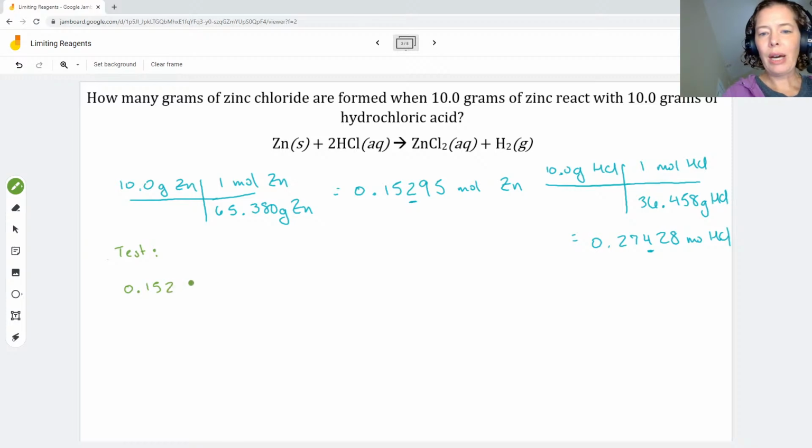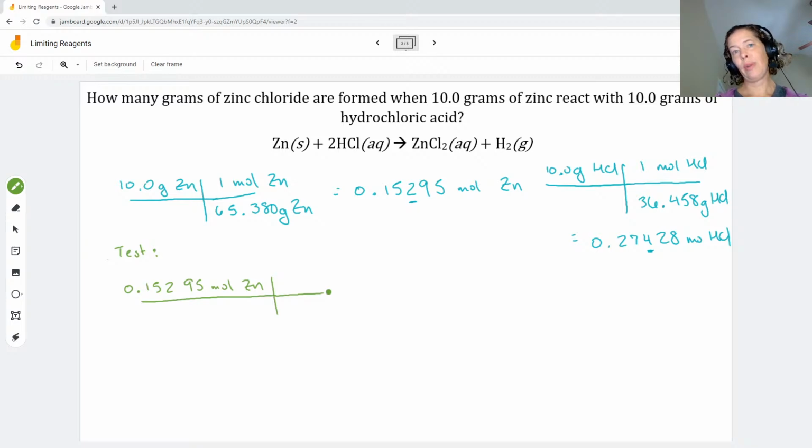So I'm taking my moles of zinc. And the question I'm asking is, for all of my moles of zinc to react, how many moles of hydrochloric acid am I going to need? So I'm going to use my stoichiometric ratio between zinc and hydrochloric acid to figure out how many moles of hydrochloric acid I would need. Again, this is a test calculation. This is a theoretical calculation. If I'm going to use all of my chairs, how many tables do I need? If I'm going to use all of my tables, how many chairs do I need? This is your theoretical calculation.